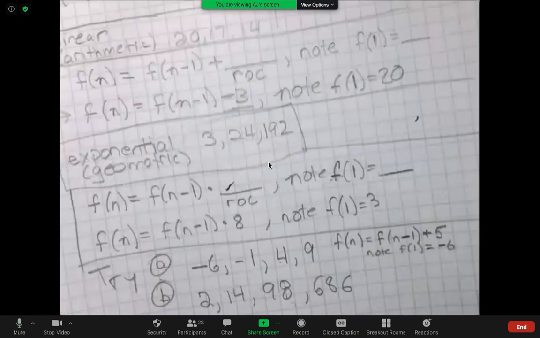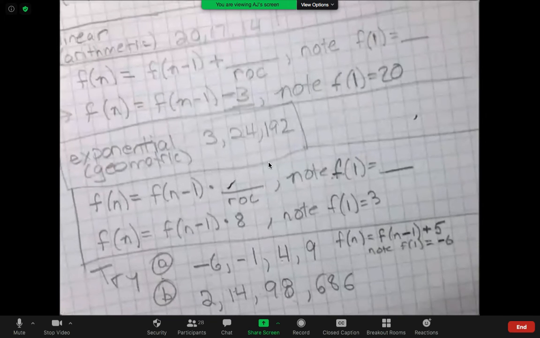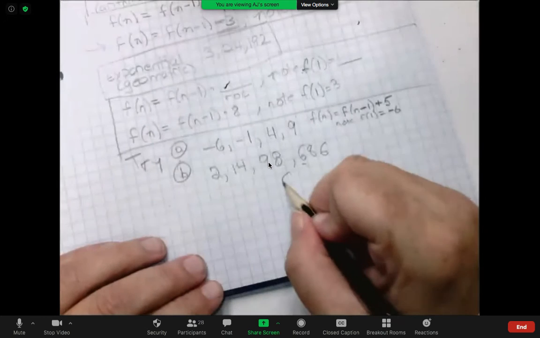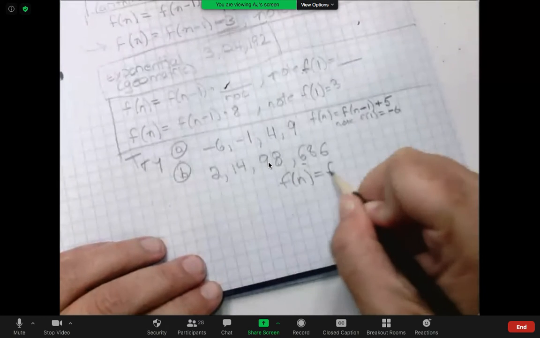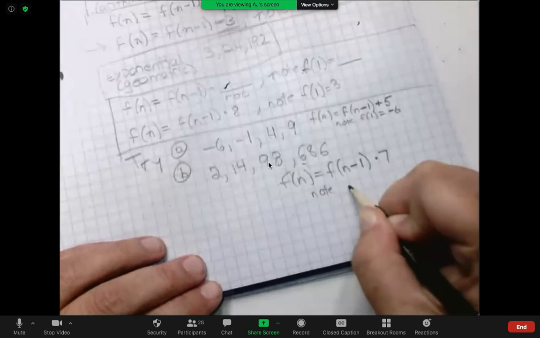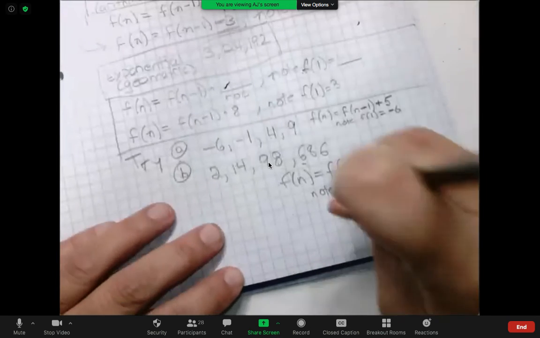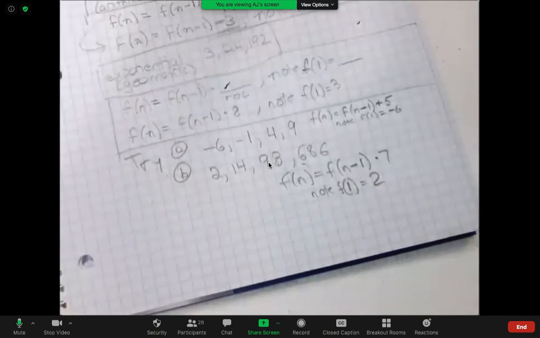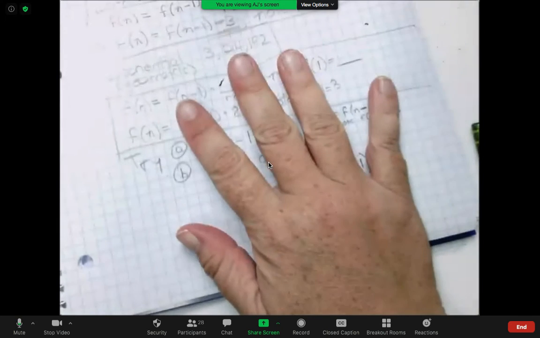Can I get Vanessa? Can you do the geometric one or the other one? F of n equals f of n minus 1 times 7. Good. And then what's the note? The note is f of 1 equals 3. I think it's 2, isn't it? 2, yeah, sorry. F of 1 equals 2. Yeah, great job. So when we do recursives, these are fill in the blank.